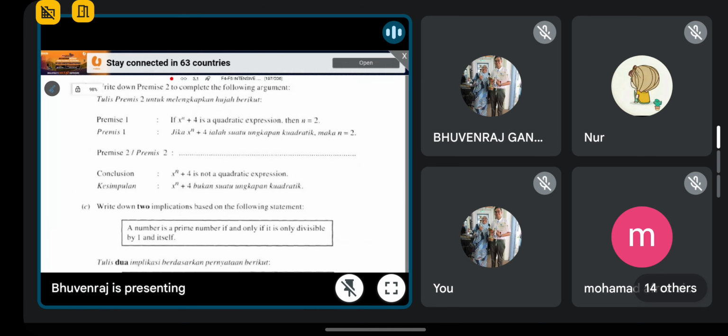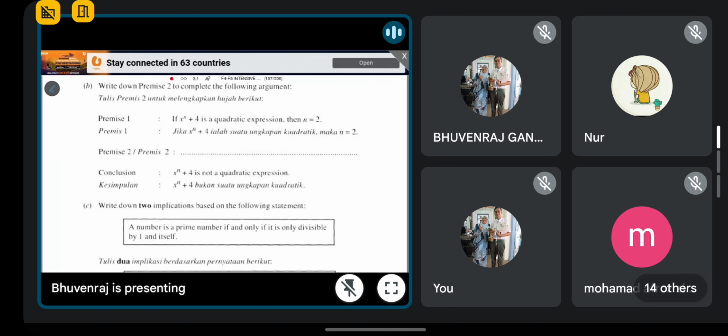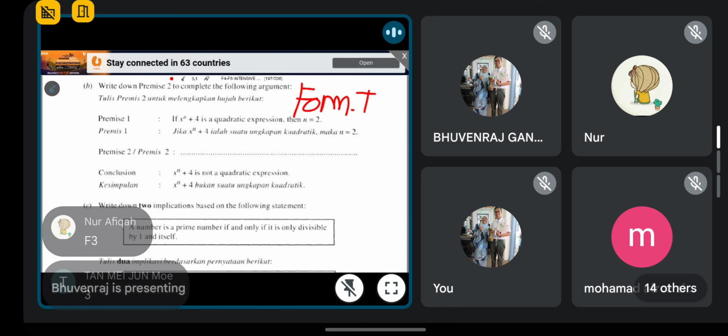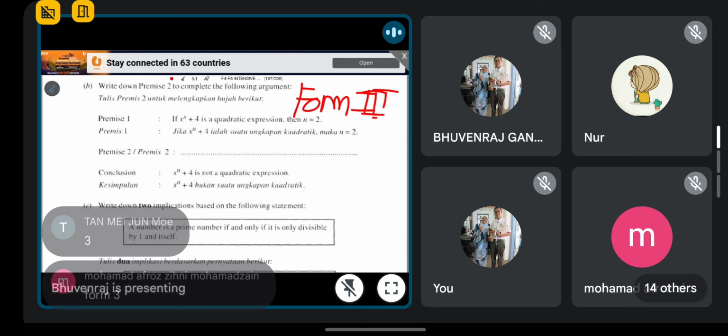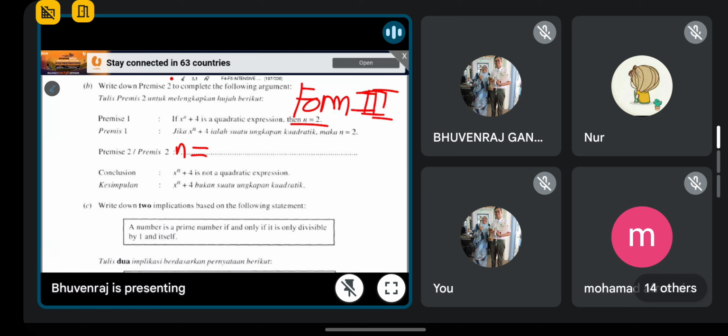Okay, part B, they ask you to complete the argument. So can you tell me, apa kamu akan tulis untuk premise 2? N is not 2. Yes, very good. Yang ni, what form guys? Can you tell me back? Form yang keberapa? This one. Yes, form 3. Very good. Okay, yes, very good. Okay, so this one is the negation lah. Means kamu nafikan yang ni. Negate this statement. So that's all.